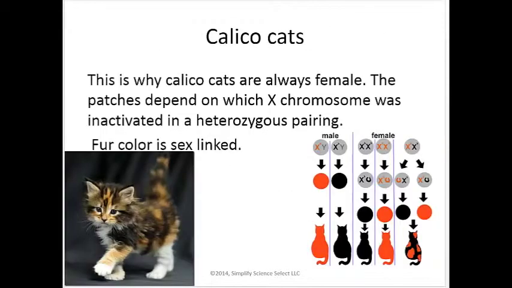That's actually the example of why calico cats are always female. All calico cats are female because what's happening is that the fur color is sex-linked. So the cells that got one color on the X are the orange patches for this adorable kitten, and the ones that are black are the other X. So you get one or the other. In males, you won't see that because they only have one X chromosome, so they all have the same X.